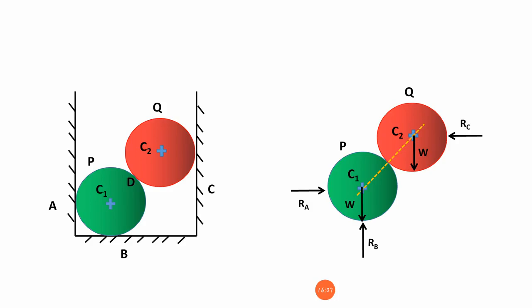In this case what will happen? RA, W and RB are passing through the point C1, and similarly C2, W and RC are going to be passing through the same point. If you remove any of these reaction forces, if you do not show any of them, automatically the system is not in the equilibrium condition.